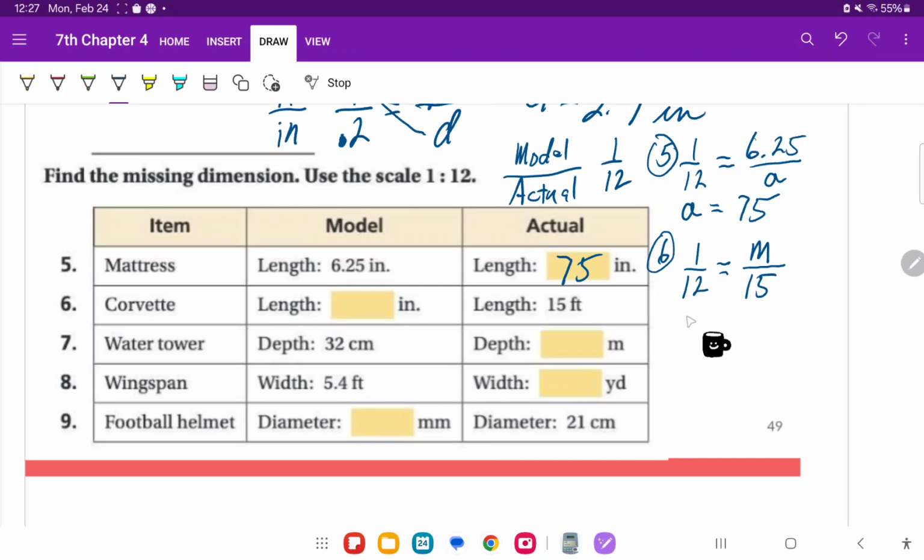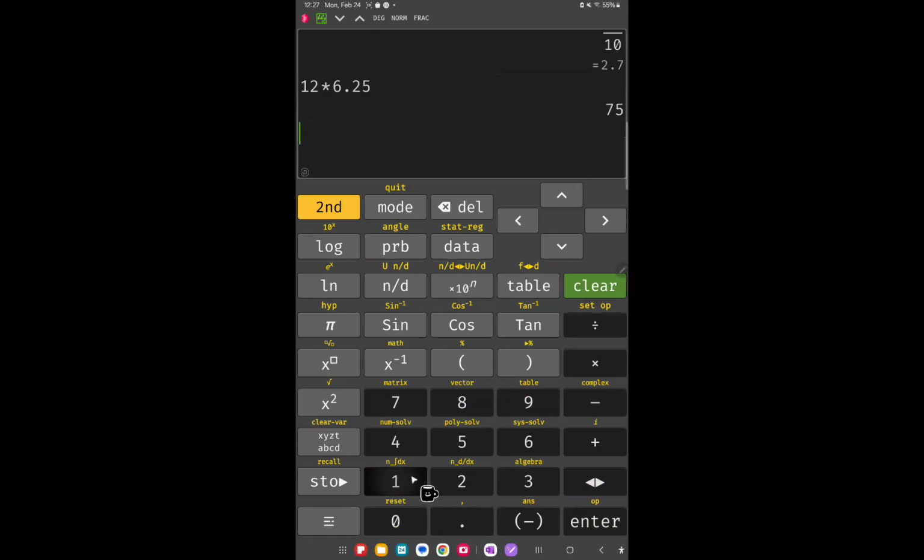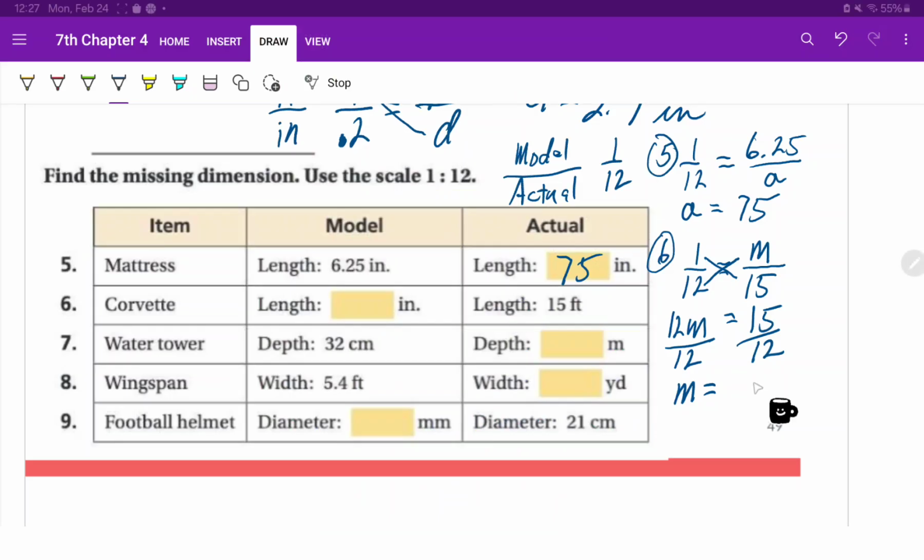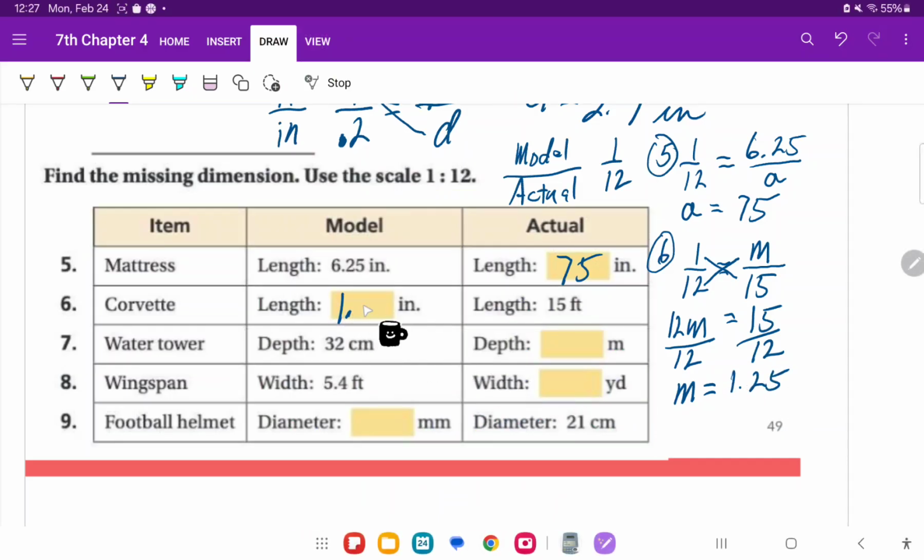If we look at number 6, use the same scale, 1 to 12. This time they give us the actual, so we'll put the model over the actual, which is 15. This one's going to take a little bit of an extra step. We're going to cross multiply and get 12m is equal to 1 times 15, which is 15. Then we'll divide by 12. So m will equal 15 divided by 12, which gives us 1.25 inches. All right, so I want you to try 7, 8, and 9 on your own.